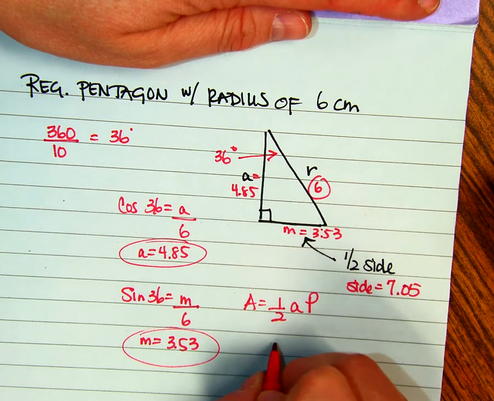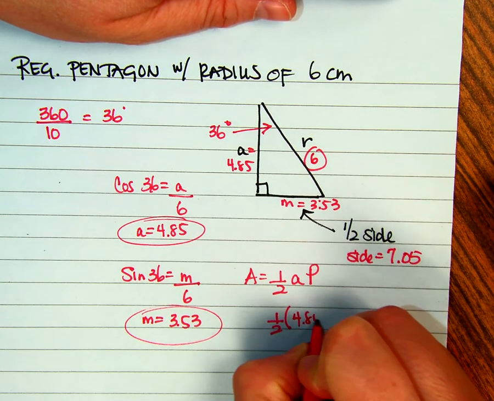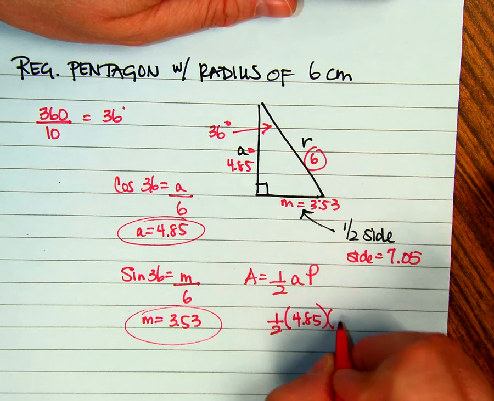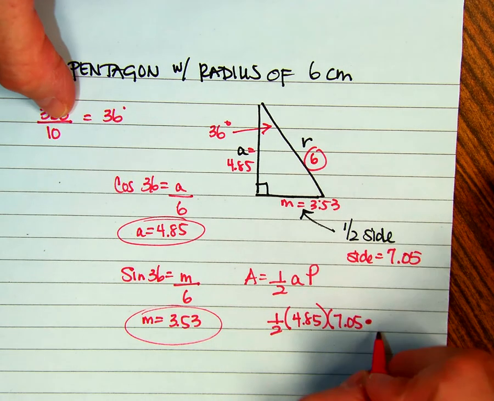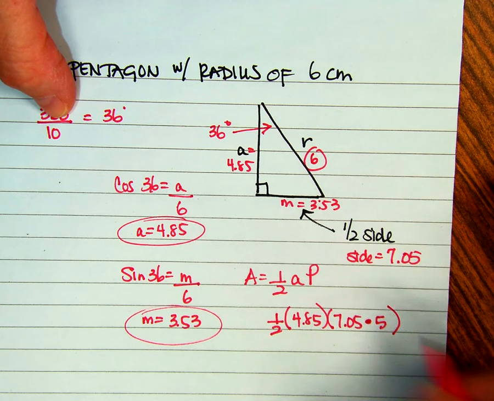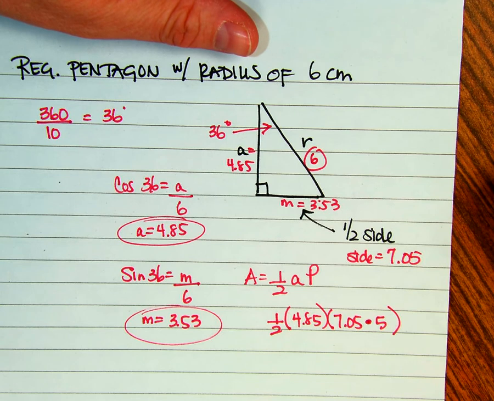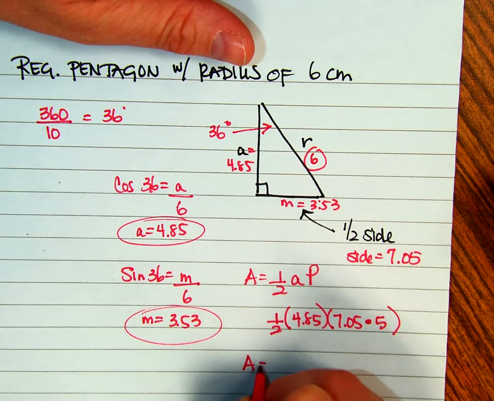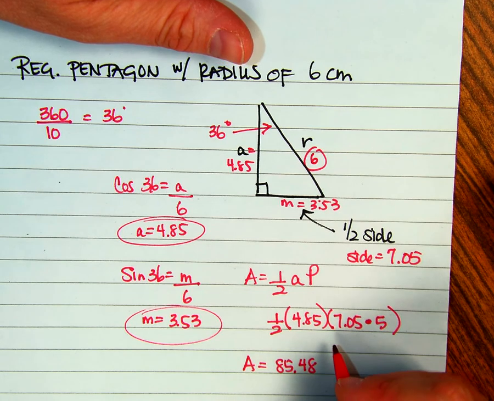So 1/2. My apothem is 4.85 times my perimeter, which is my side, times the number of sides, which is 5, because we're dealing with a pentagon. So typing that in, I have 0.5 times 4.85 times 7.05 times 5. And I get an area of about 85.48. And I think we were dealing with centimeters squared.